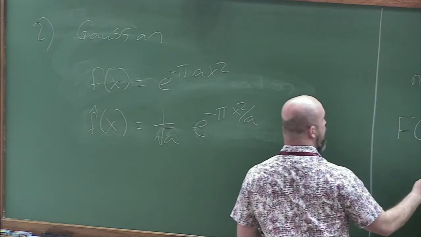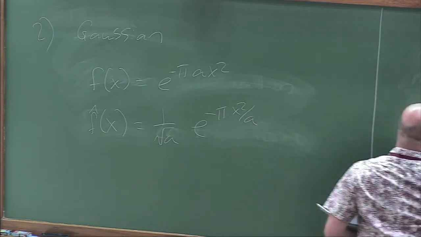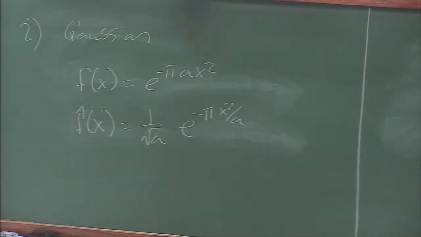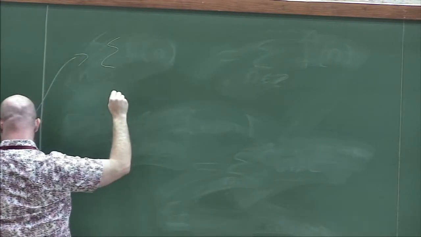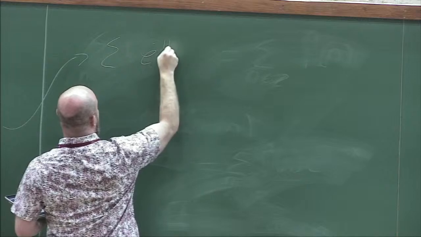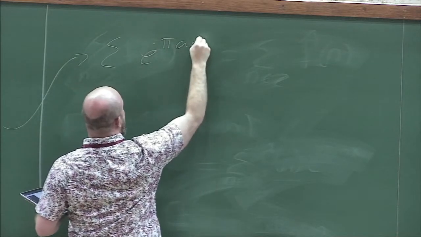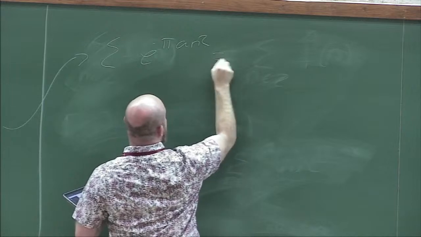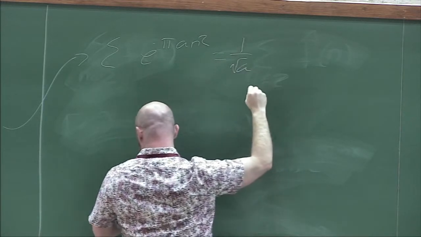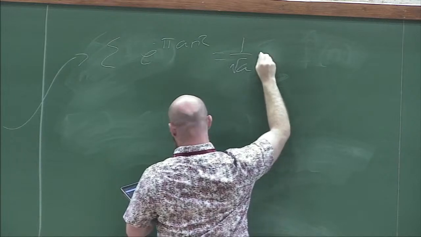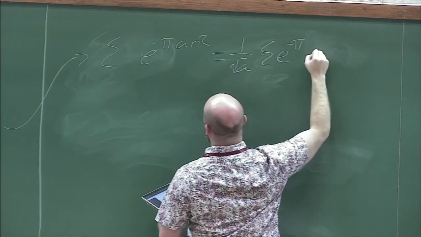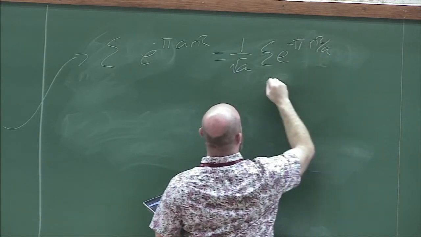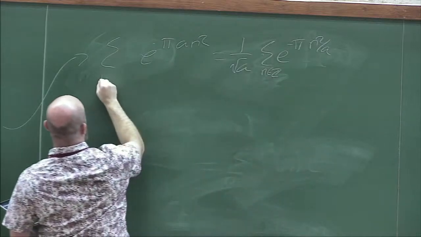Now when we plug this into our Poisson summation formula, we end up getting that the sum of e to the minus pi a n squared is equal to 1 over the square root of a times the sum of e to the minus pi n squared divided by a, again n in the integers.